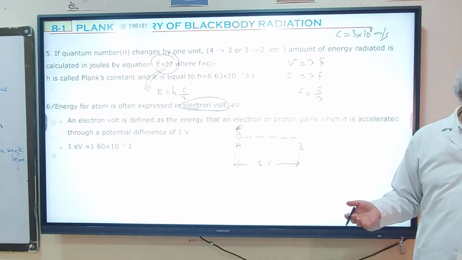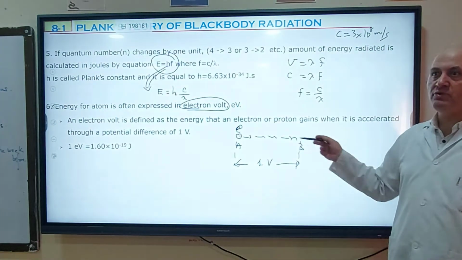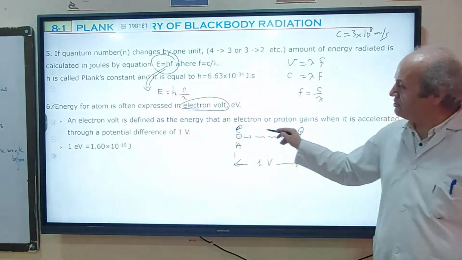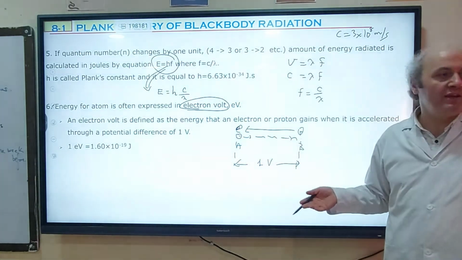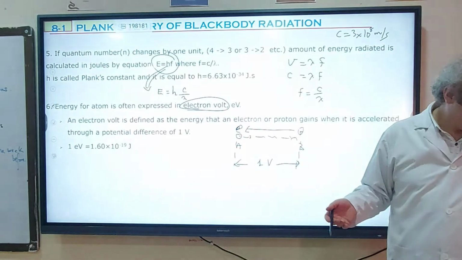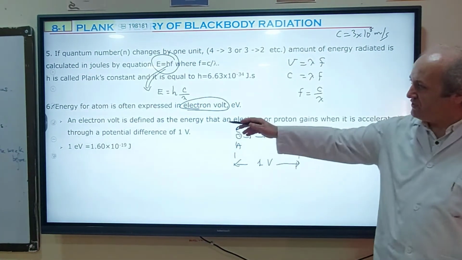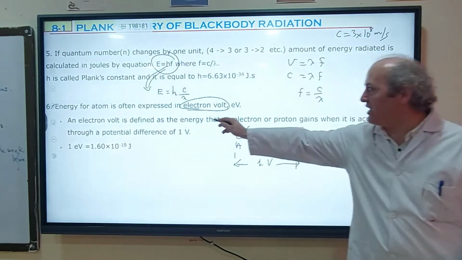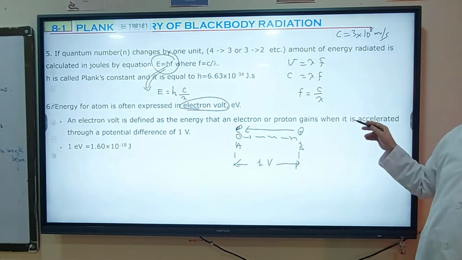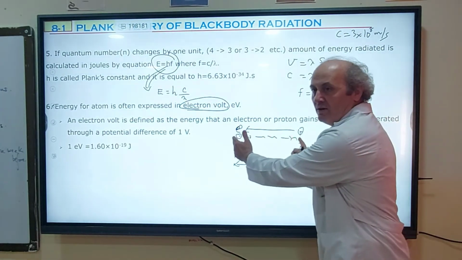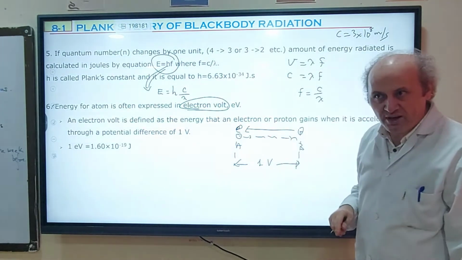If a proton is released, you know a proton moves in the opposite direction to an electron. You should release the proton from this point. It will accelerate to that point. Again, it will gain 1 eV energy when it accelerates from here to there. Definition: an electron volt is defined as the energy that an electron or proton gains when it is accelerated through the potential difference of 1 volt. 1 electron volt is energy.